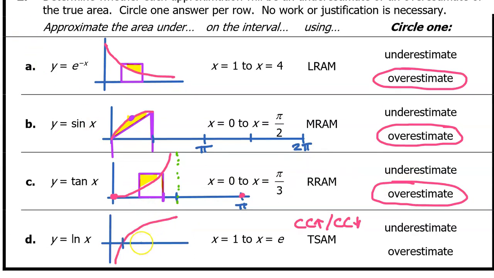Hopefully you have memorized that the natural log curve looks like this. Since this is TRAM, we use a sideways trapezoid to approximate the area under the curve. But we can see that this little area under the curve is being left out by the trapezoid. So we have an underestimate.